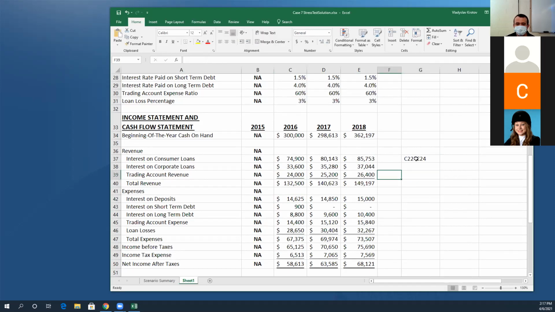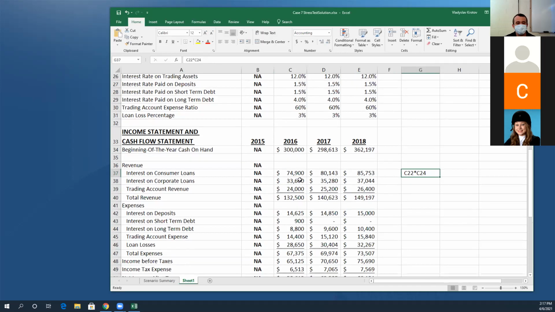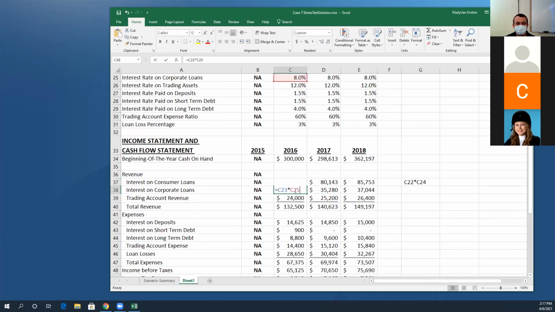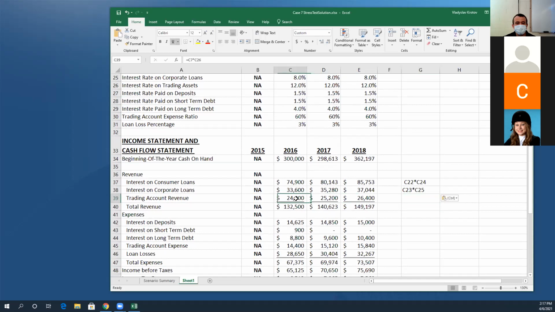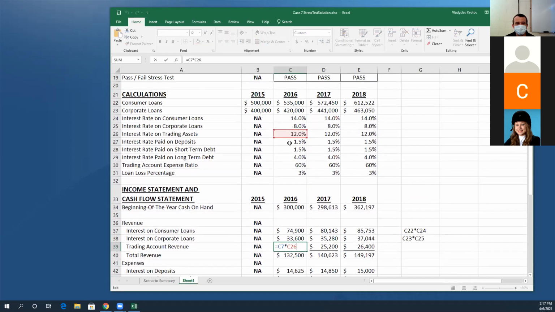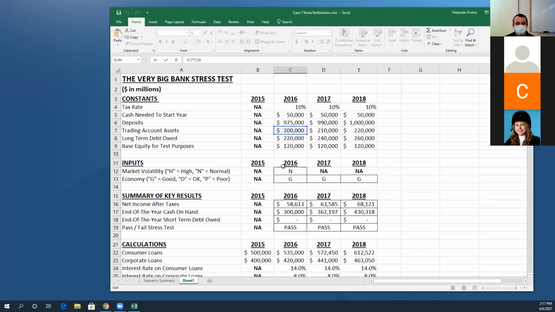So I'll do it like this. This is the formula for this line. Interest on corporate loans: you multiply C23 by C25, which is the amount of corporate loans by the interest that you charge. And I'll copy this formula here. So it's C23 times C25. Trading account revenues: you multiply the interest rate on trading assets by trading account assets. So that will be your income on trading.